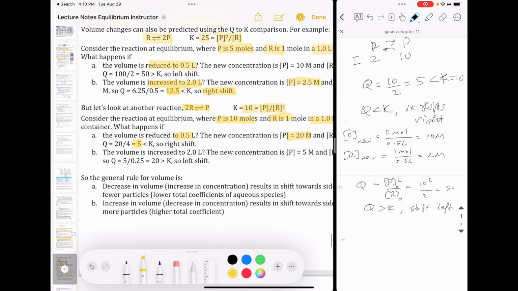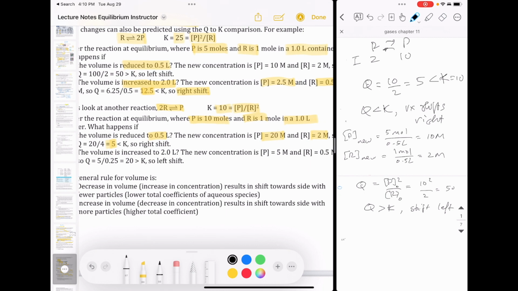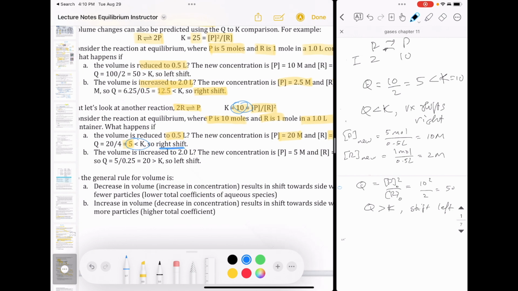But that's going to be less than your K because your K is ten. So if Q is less than K, then it's a right shift. Notice that that's exactly the opposite of what happens in the first reaction where we said the volume is reduced, we see a left shift. Now we say volume is reduced, we see a right shift. When you increase volume here, you'll find that it's a left shift, which is exactly the opposite of what we saw earlier. When volume is increased, we saw a right shift.